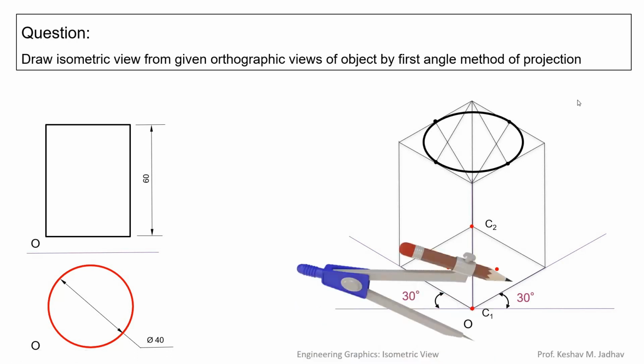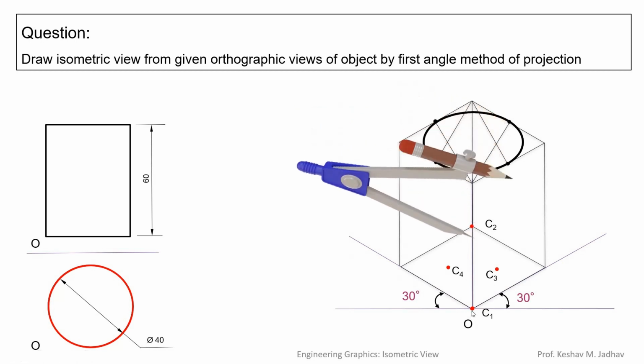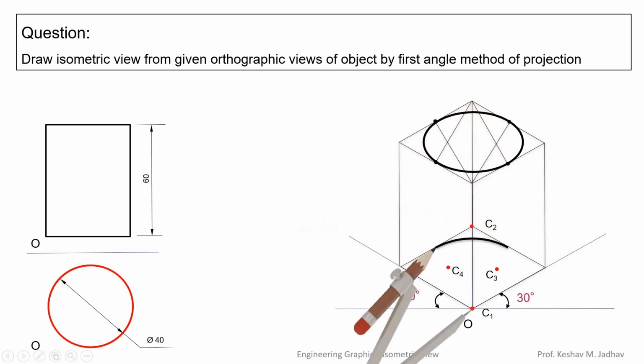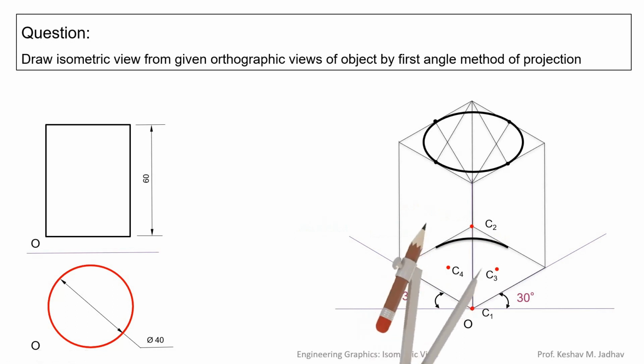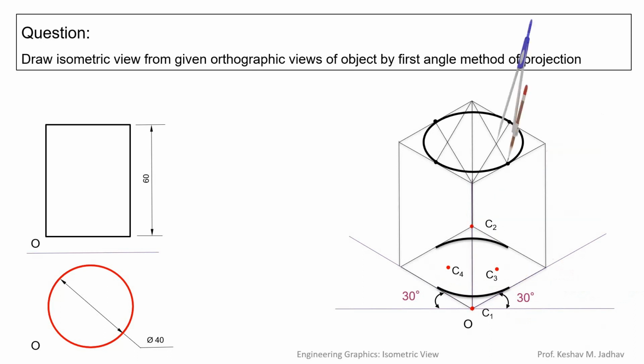So by using a compass we can take this as the radius, take C1 as a center and draw an arc like this. Then by using the same radius, take C2 as the center and draw an arc like this. Then in the compass, take this as a radius, take C3 as a center and draw an arc. And for this arc we have taken this as a center. So take C4 as a center and the same radius and draw an arc. So in this way we can complete the circular base.